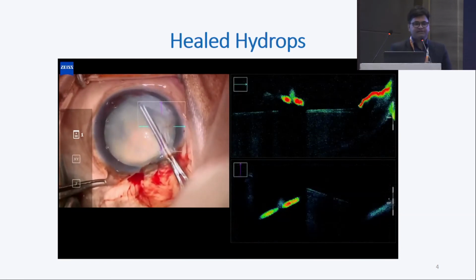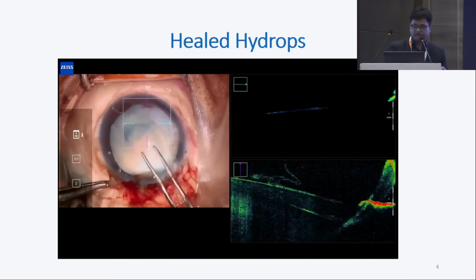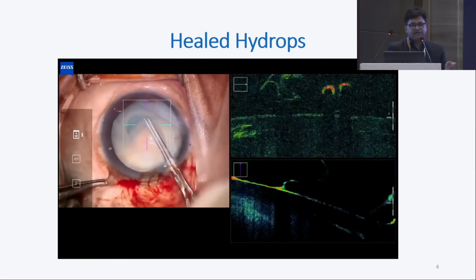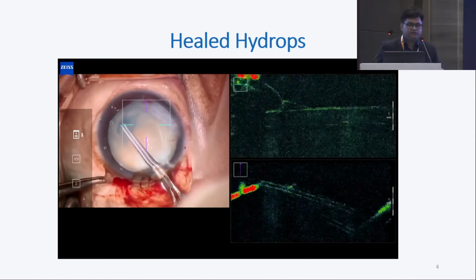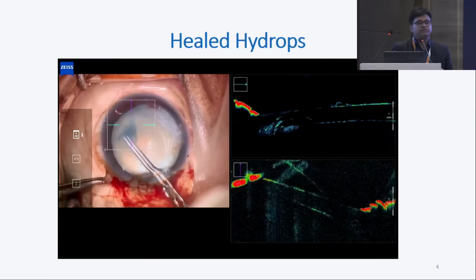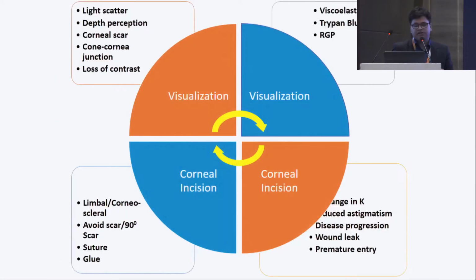However, if it is inevitable, always try to go perpendicular to the location of the scar if you are making an incision near that. Then rhexis, all this, as I showed you in the previous video: always stain the capsule and use capsulorhexis forceps if possible. So the problem with visualization, you can take care of by these three. This is just a summary of these two videos.